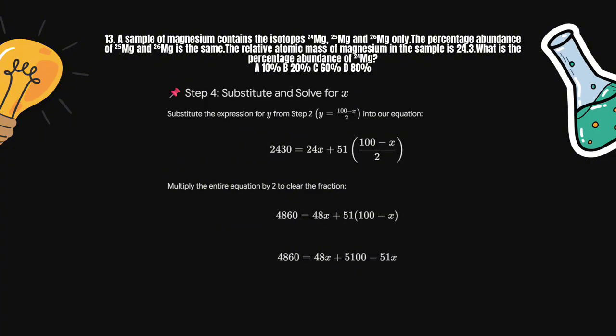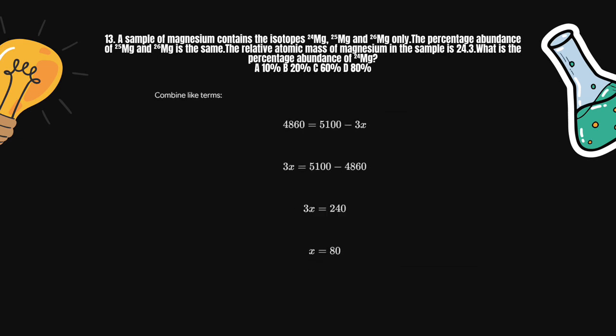Step 4. It's time to substitute our expression for y into this new equation. We replace y with (100 minus x) over 2. To easily get rid of the denominator, let's multiply the entire equation by 2. This leaves us with 4860 equals 48x plus 51 times the quantity (100 minus x). Finally, let's expand the brackets and combine like terms. This gives us 4860 equals 5100 minus 3x.